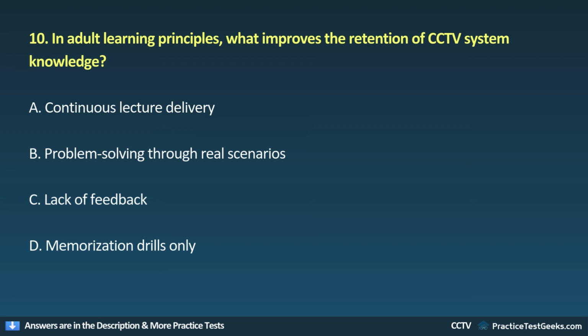10. In adult learning principles, what improves the retention of CCTV system knowledge? A. Continuous lecture delivery. B. Problem solving through real scenarios. C. Lack of feedback. D. Memorization drills only.